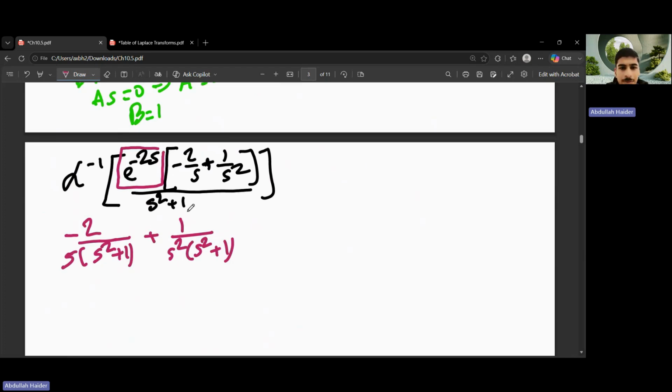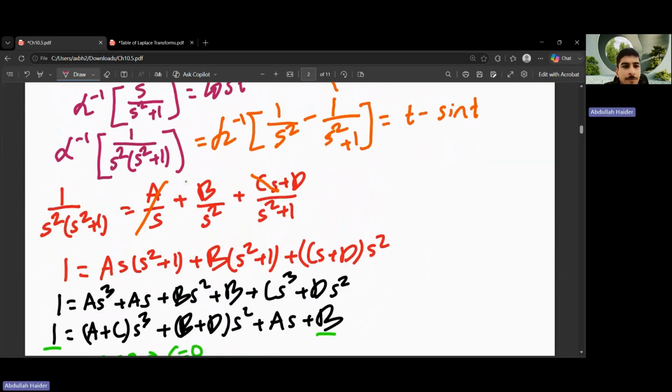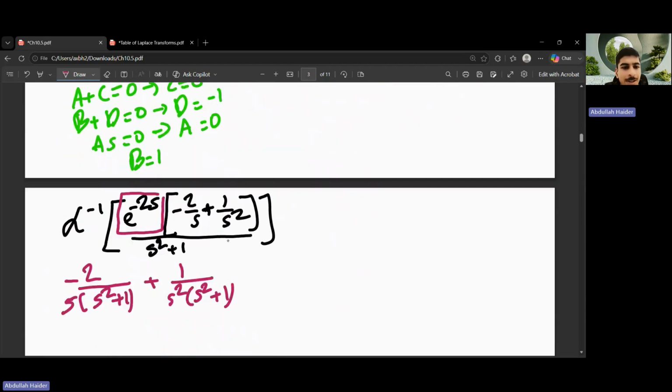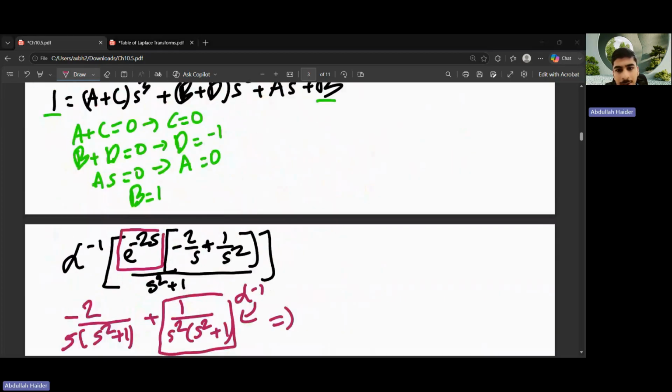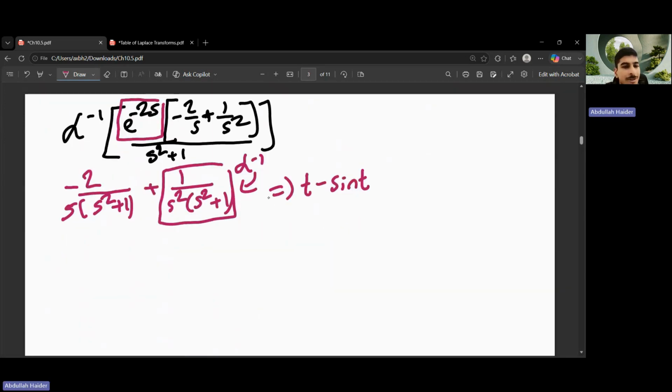I think we did 1 over s squared plus 1. This is already done. We have good news, 1 over s squared plus 1. So the inverse Laplace of this is going to be t minus sine t. So this is good news we have. So this is t minus sine t, but something special is done on this.